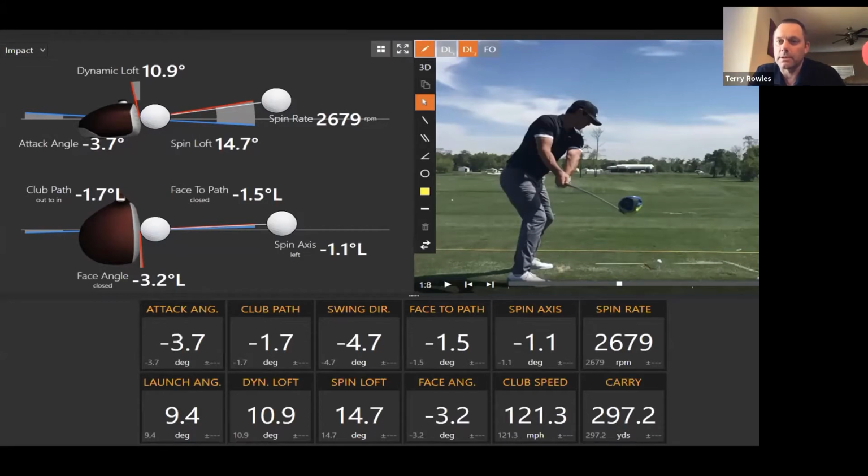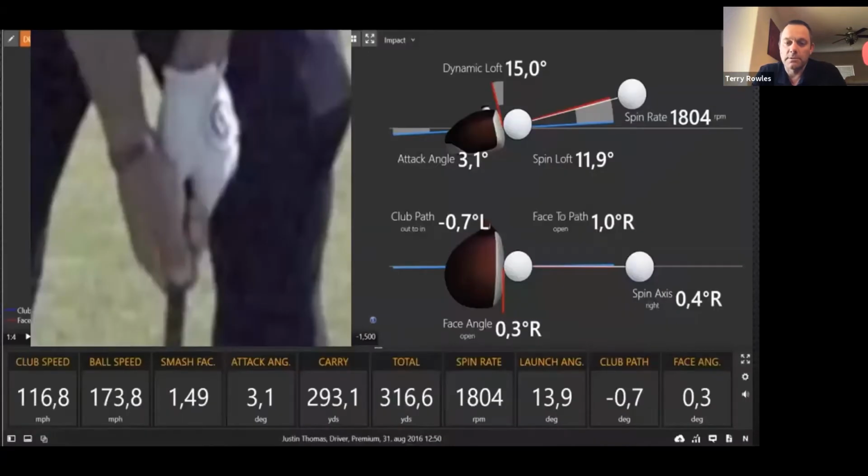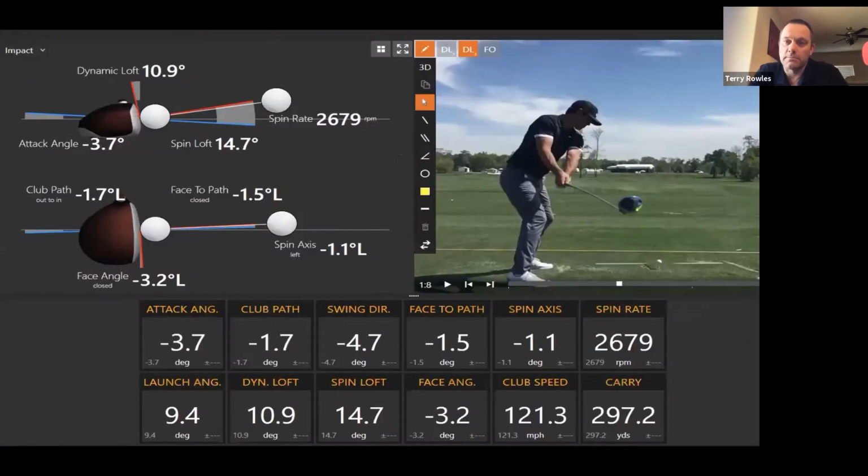He was out there with an alignment stick to make sure that he took it back on the right path, which is very much affected by how he grips it. And you can see here, he tends to hit down on it. His swing direction is more to the left. And the spin is 2,700 versus 1,800. So that's a spectrum between players.